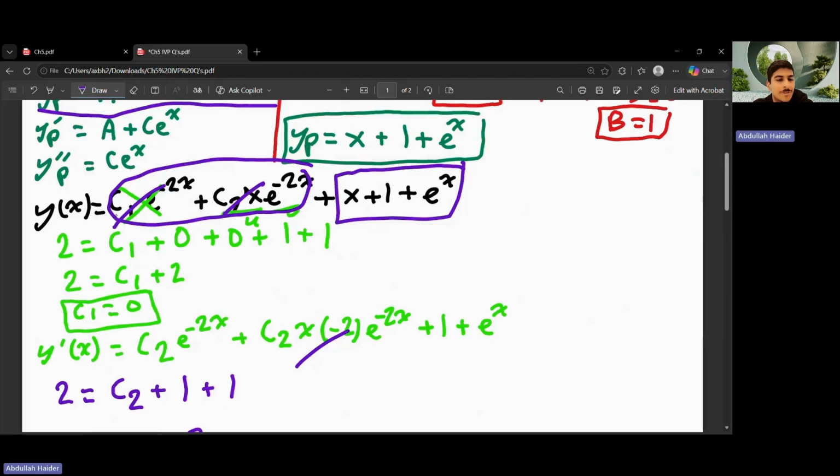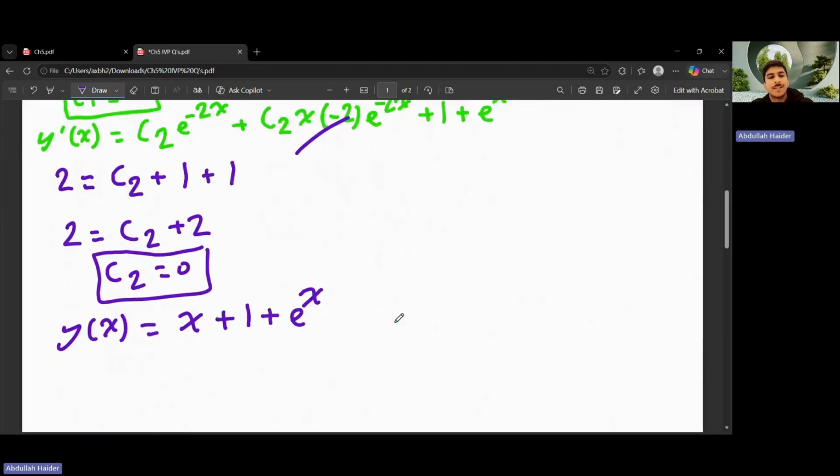So C1 was 0. This whole thing is gone. C2 was 0. This whole thing is gone. So you're basically left with x plus 1 plus e power x.